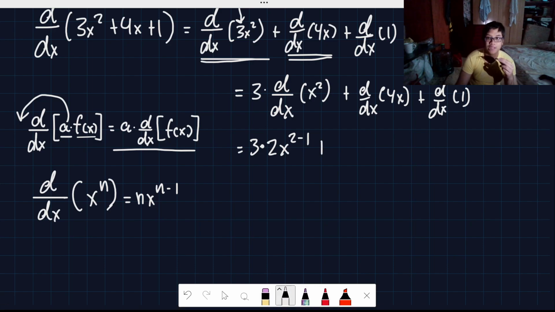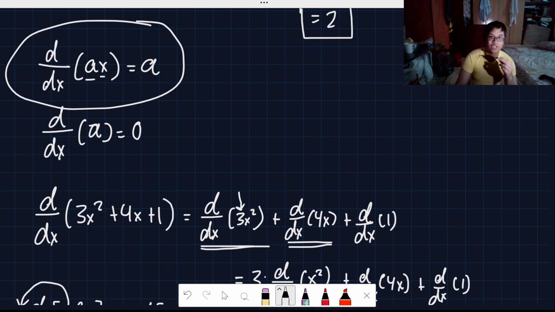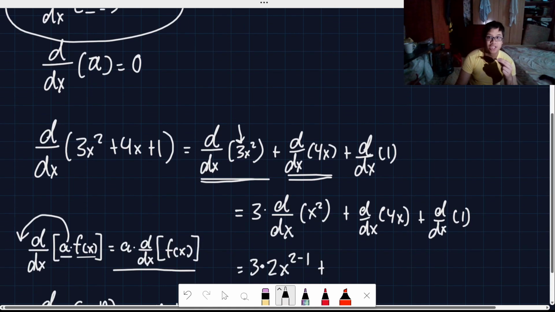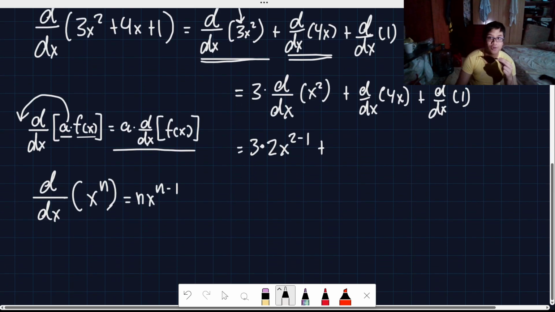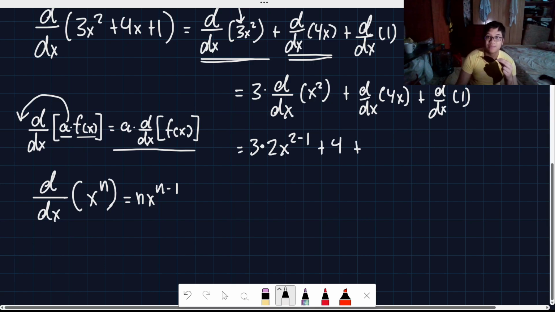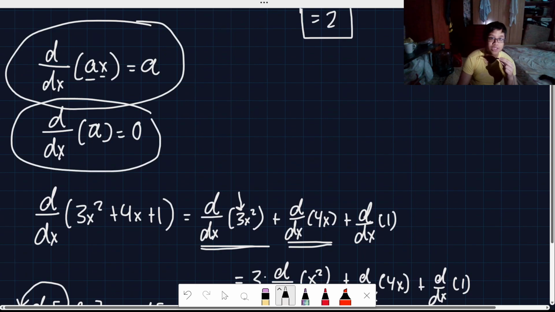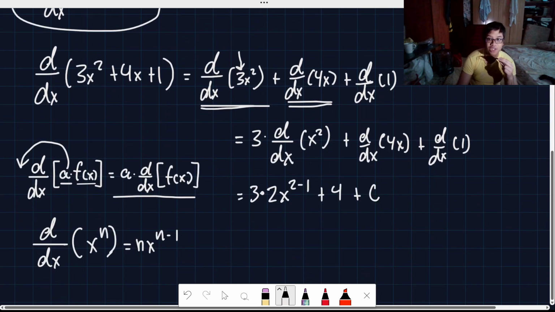Plus, the derivative of 4x, we're just going to use this one, where the derivative of a term that has a constant and a variable whose exponent is not visible is just the constant itself. So the derivative of 4x is simply 4. Then, last but not least, the derivative of 1. 1 is a constant term, so the derivative of a constant term is 0. So you will have plus 0.